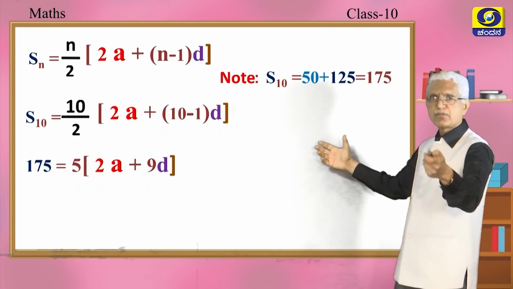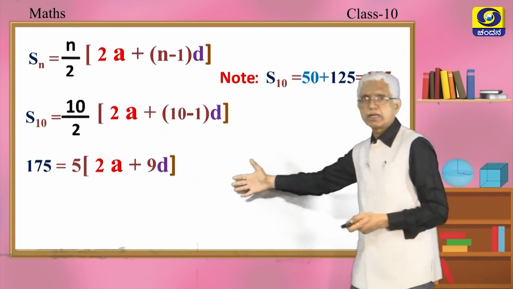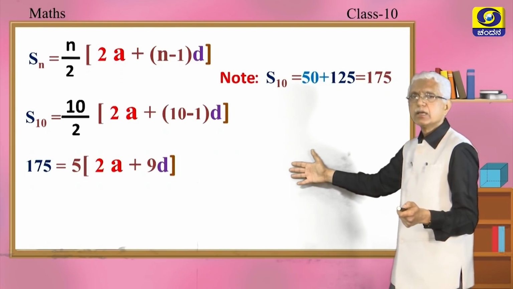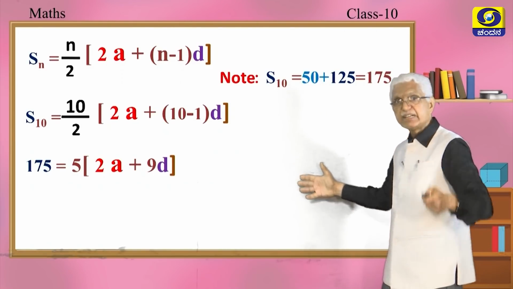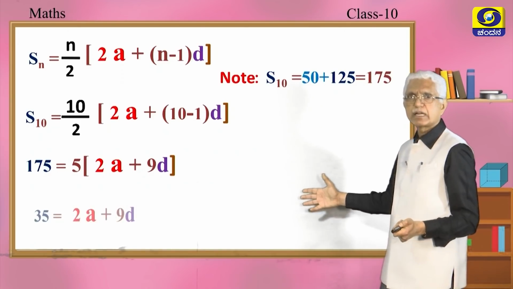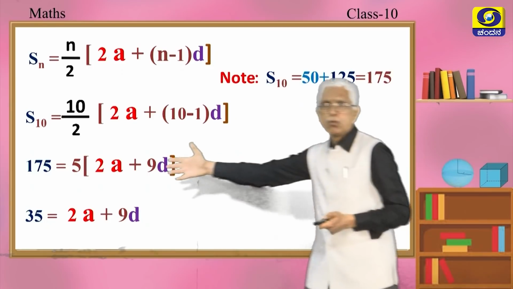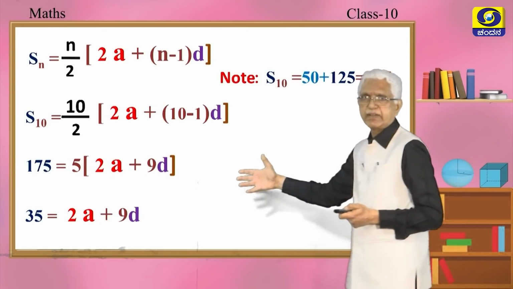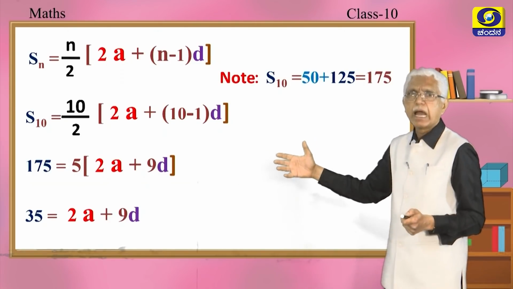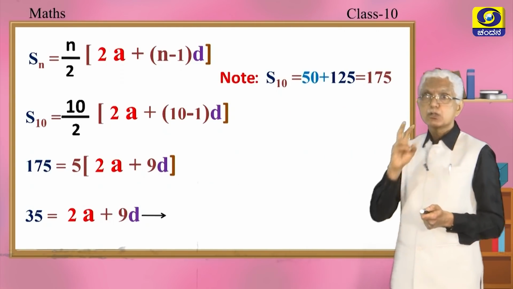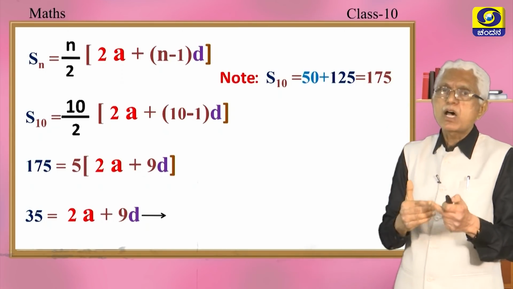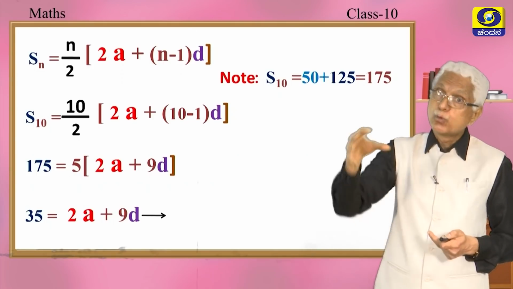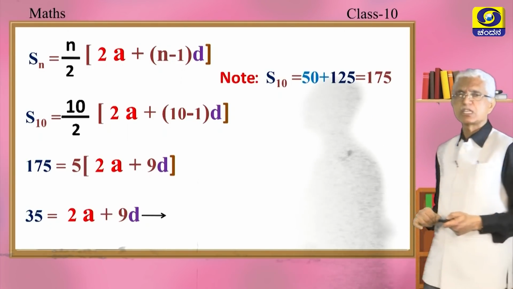10 by 2 is 5, 2a plus 10 minus 1 is 9d, 175 is equal to 5 into 2a plus 9d. What have they done? 175 divided by 5 should give you 35. Yes, 175 divided by 5 should give you 35. 35 is equal to 2a plus 9d, and this is your second equation. So you have two equations. The process of getting the pair of linear equations is different here. I am using the formula n by 2 into 2a plus n minus 1 into d in this case.